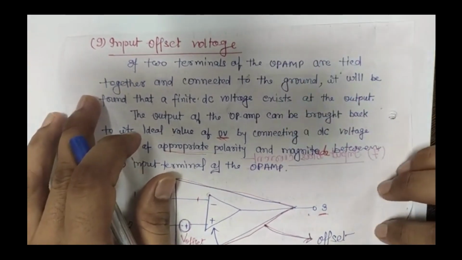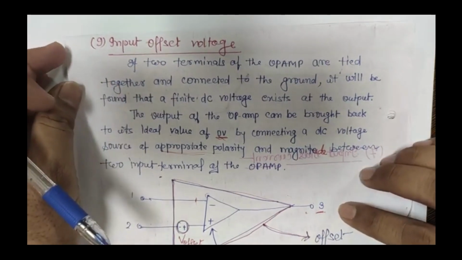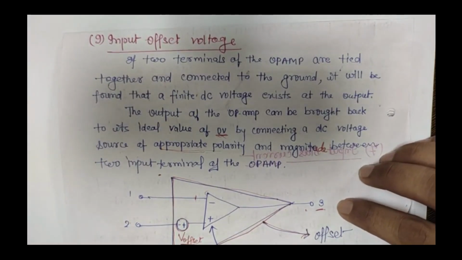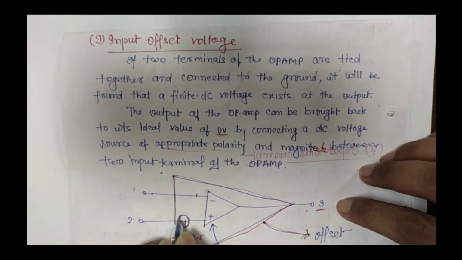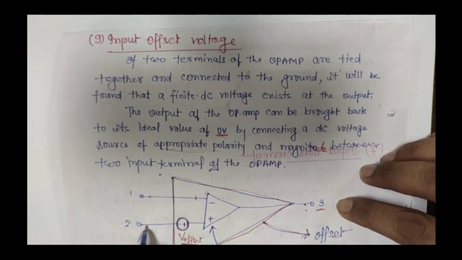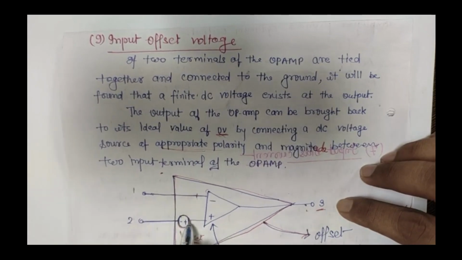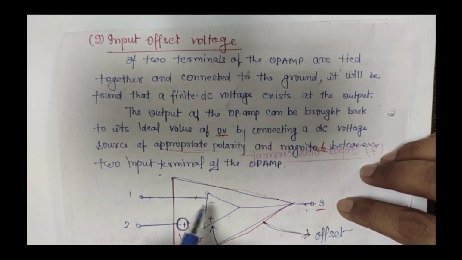Okay, let us revise input offset voltage first, then we will go for the next property. So input offset voltage is the voltage that is required to be connected in any terminal of the op amp to make output voltage 0. That means if I am not connecting any input to the op amp, then also there is some output in the op amp. This output is coming due to some bias currents and some leakage currents inside the op amp.